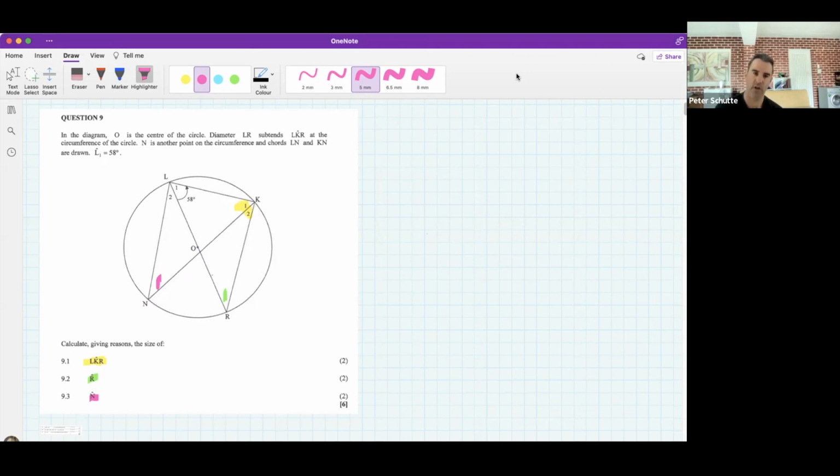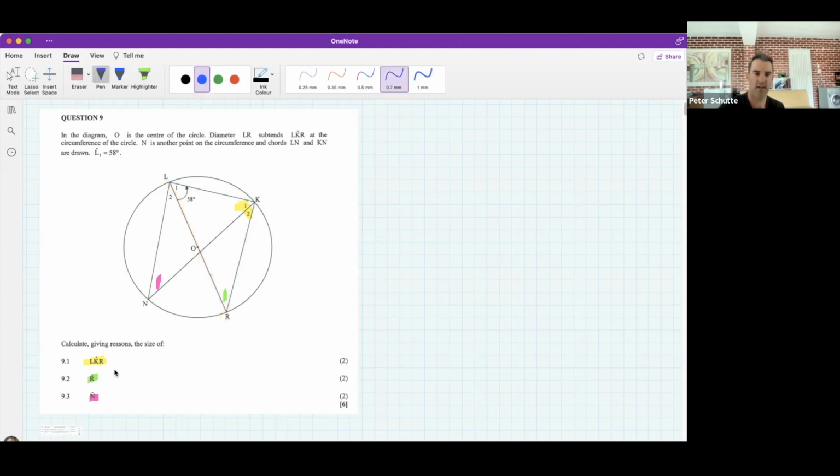I see people are starting to say that they are pretty sure they know what LKR is. And from what I'm seeing in the chat, I agree with you, because I see a diameter. This goes through the center of the circle. It's a diameter, and so we know something about this angle from a previous theorem.